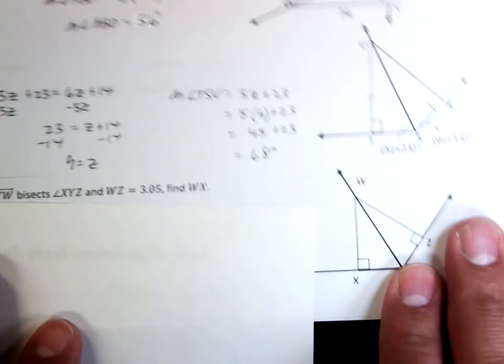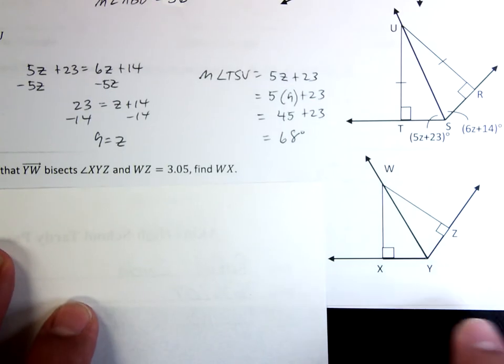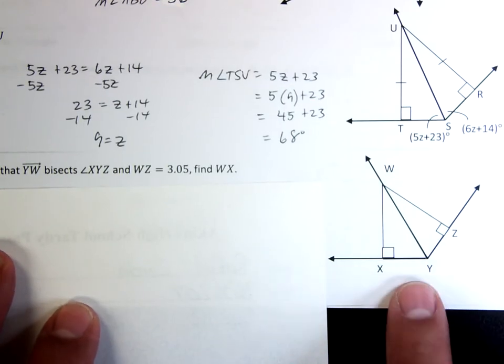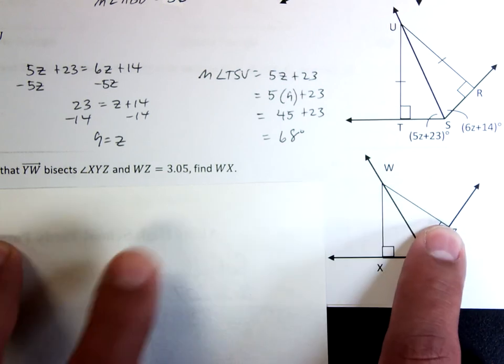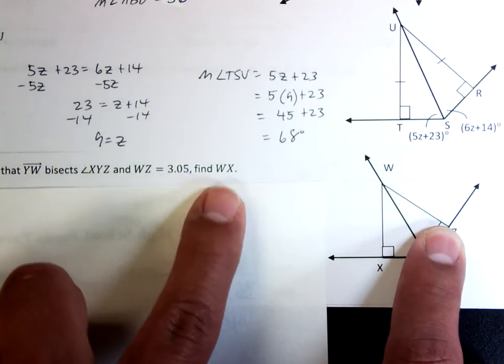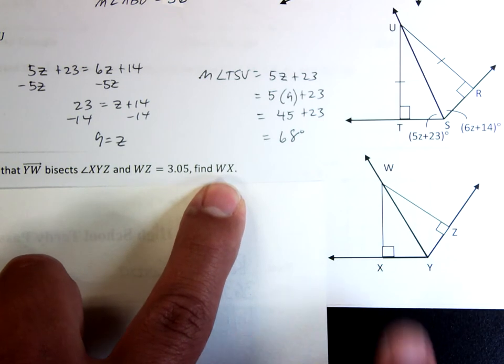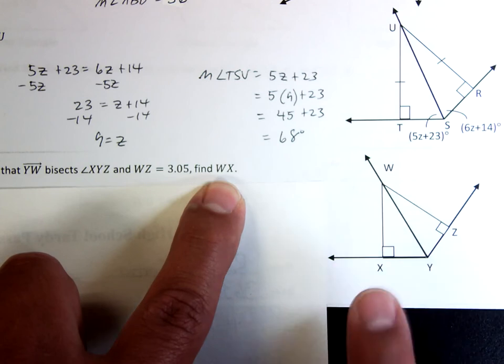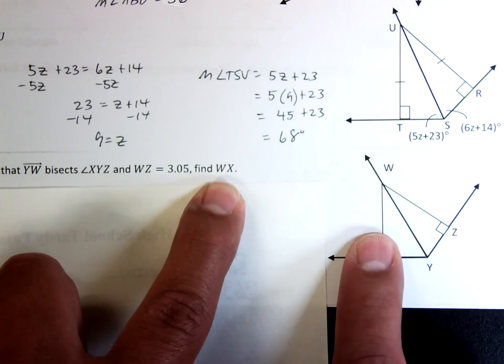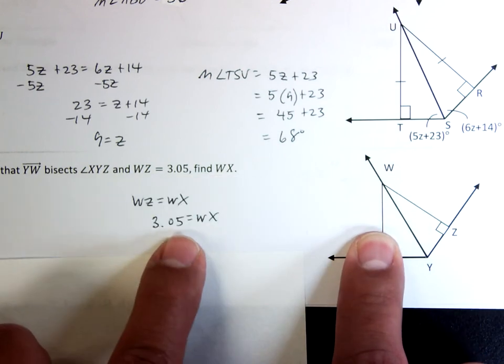Alright, we're told that YW bisects angle XYZ, and we're told that WZ, this length right here, is 3.05, and we want to know what WX is. Well, remember, if it's an angle bisector, these two lengths have to be the same. So if that's 3.05, this must be 3.05 also.